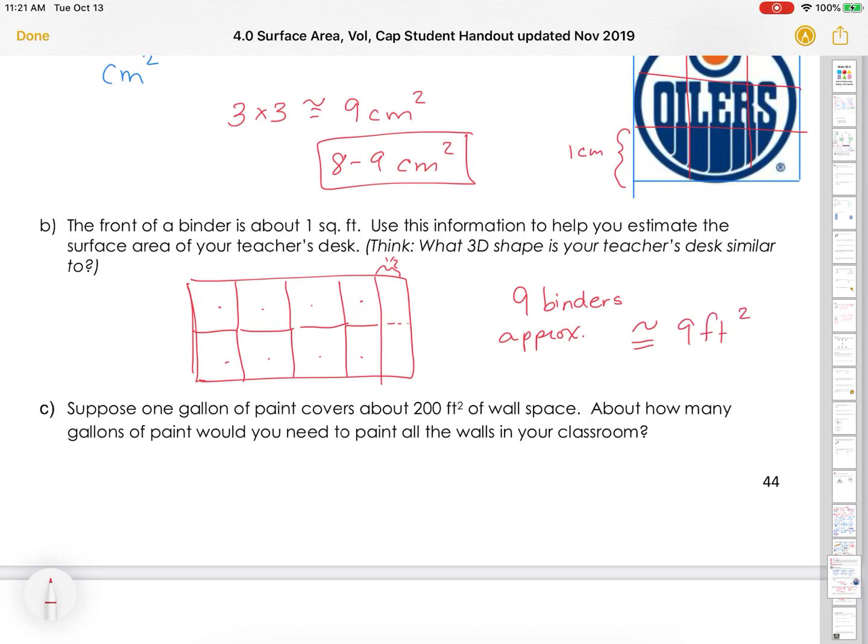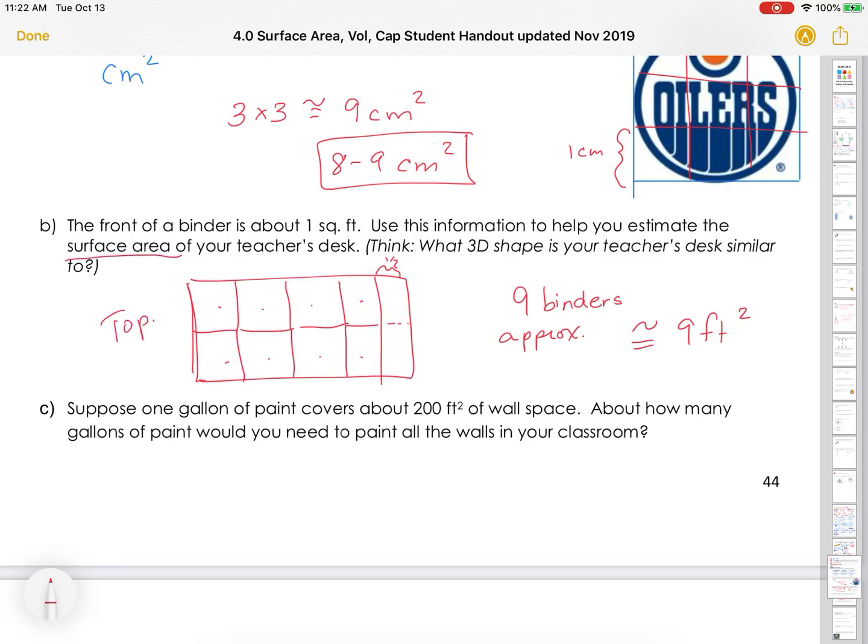So that would be approximately 9 feet squared if I did that. Now, you can do the same thing at home. Your desk might be a bit smaller than mine, it might be a bit bigger. It really depends on the size of the desk, right? So if we're doing that, now that's the top.